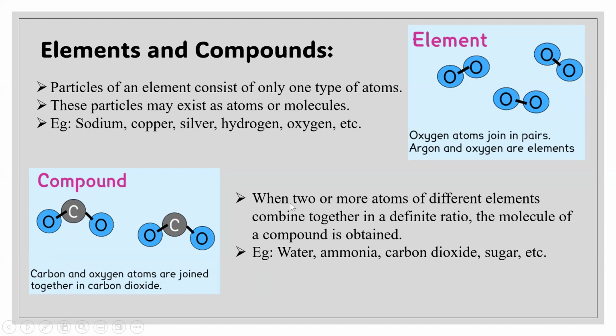But in the case of a compound, two or more atoms of different elements can combine. In the case of elements, two or more atoms of the same kind combine. But in the case of a compound, two or more different atoms combine together. Examples: water, ammonia, carbon dioxide, sugar, etc. Here in this compound, one is carbon but the other two are oxygen, so different atoms. When different atoms combine together, we call it a compound. When the same atoms combine, we call it an element.